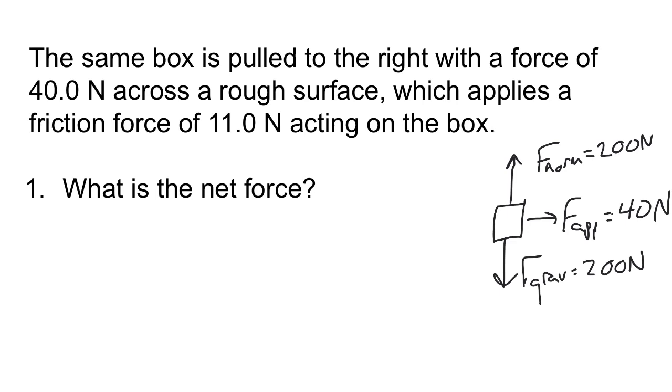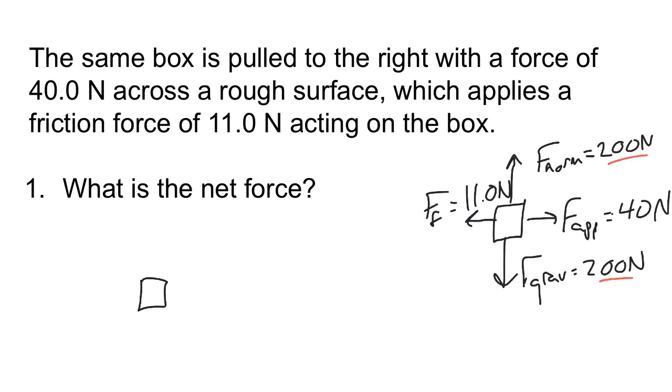And so since it's moving right and friction acts against the direction that it's moving, I'm just going to write F for friction. That has a force of 11.0 newtons. And so what is my net force? Well, I'm going to draw that out in the box here. And so I look at my vertical forces. I see that I have 200 and 200. Those are equal to each other, and then they're in opposite directions. So those are balanced. So I'm not drawing a vertical force on my net force diagram.